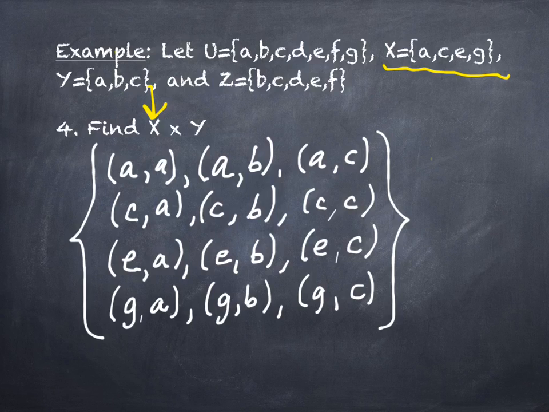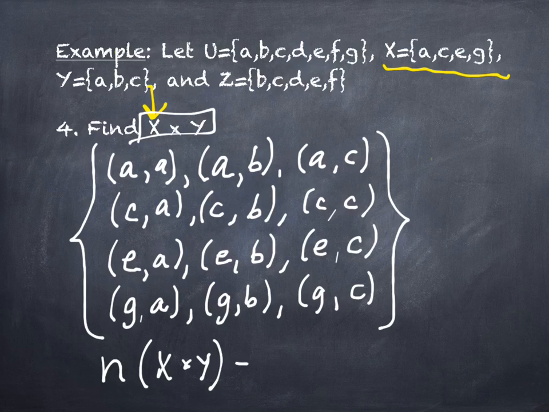Now we talked about notation last class, in fact maybe the last two classes, for cardinality. It's the n in front and then you put the set inside. Well, this set has notation X cross Y. And you just found out that the set that you created has 12 items in it, right? There's 12 ordered pairs. 1, 2, 3, 4, 5, 6, 7, 8, 9, 10, 11, 12.